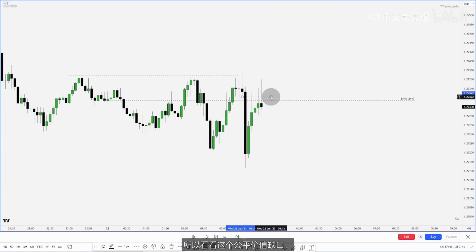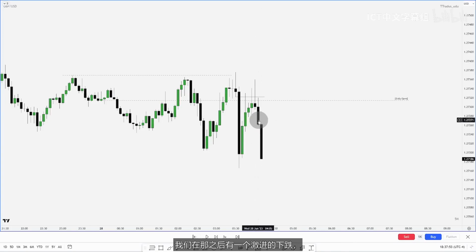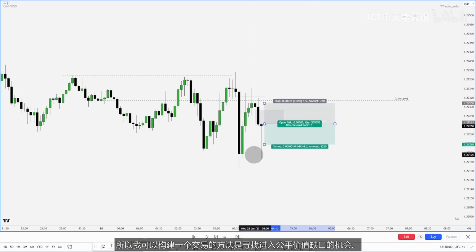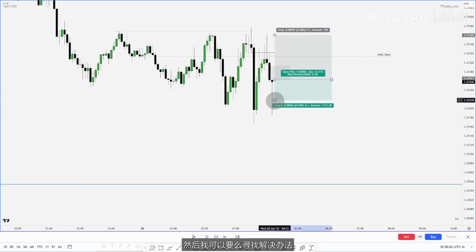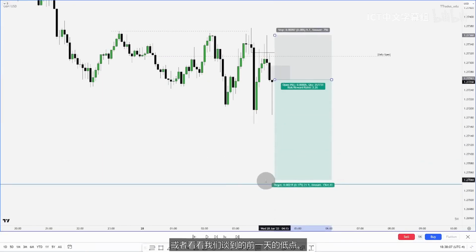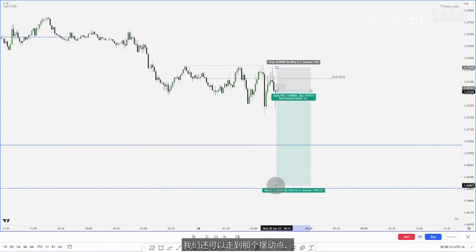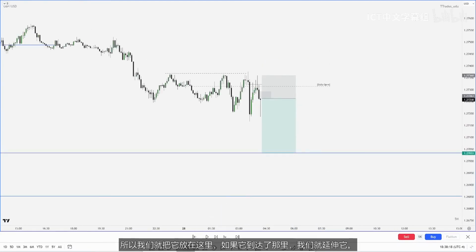So looking at this fair value gap here, let's see what happens. There we get an aggressive move down off of that, and we have a fair value gap right here. So the way I can frame a trade here is look to enter the fair value gap, my stop on that high, and then I can either look for a fixed 2R or look towards that previous day low we talked about. Furthermore, we could also go down to that swing point. So we'll just leave it right here and extend it if it gets there.